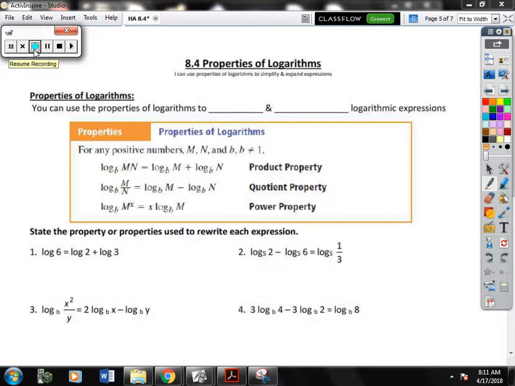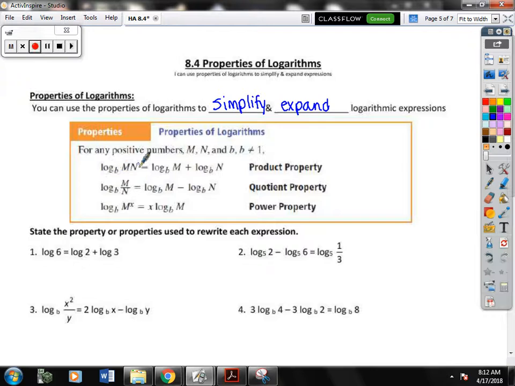All right, so we're going to use properties of logarithms to simplify and also to expand logarithmic expressions. So there are actually 3 of them, similar to the exponent rules. We had a product rule, a power rule, and a quotient rule. If you remember, we also have negative exponents. These are called properties.